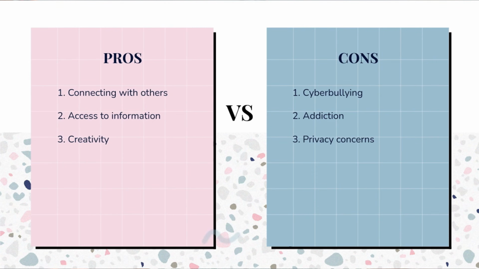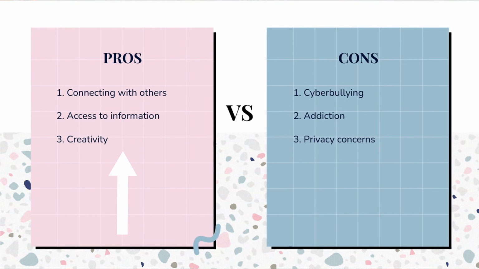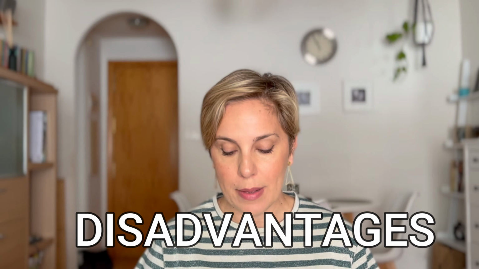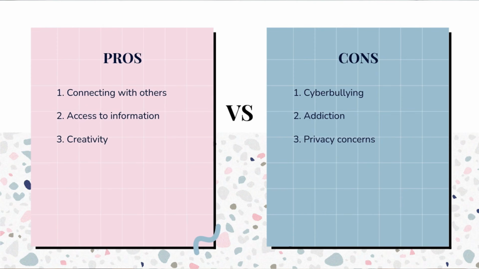Okay, what you need to do is write two lists and think about possible positive sides. For instance, about social media, we can say, well, the possibility of connecting with others. Also, we have access to information. And finally, the factor of creativity. Now it's time for our disadvantages. So do the same thing. We can think of, for example, the aspect of cyberbullying, perhaps the problem with addiction, and finally, privacy concerns.